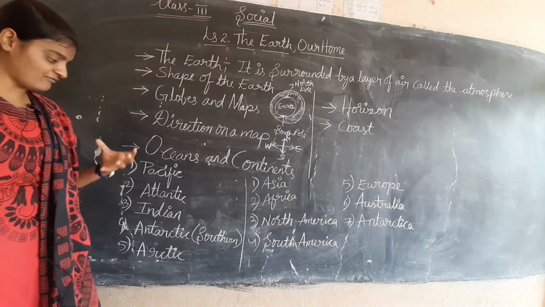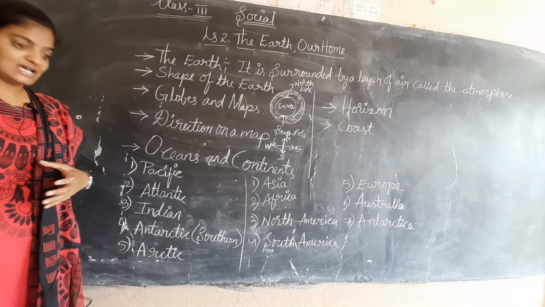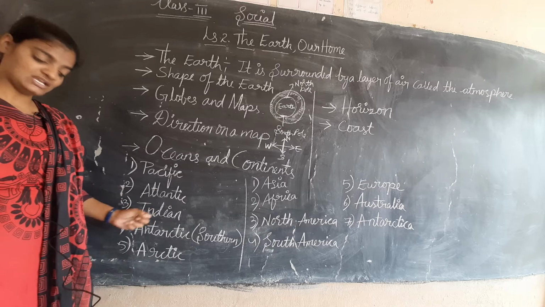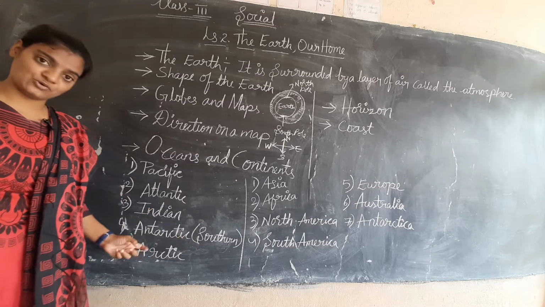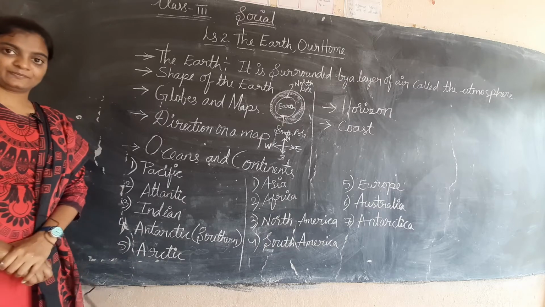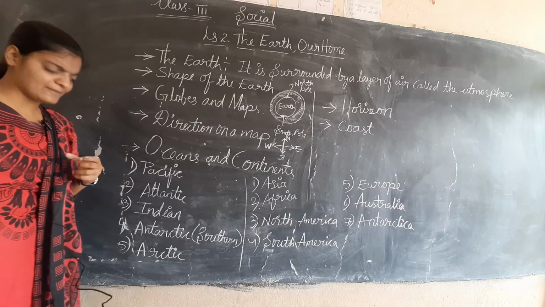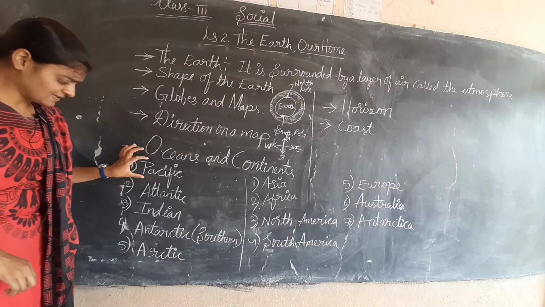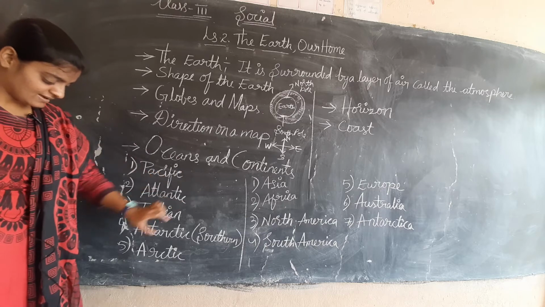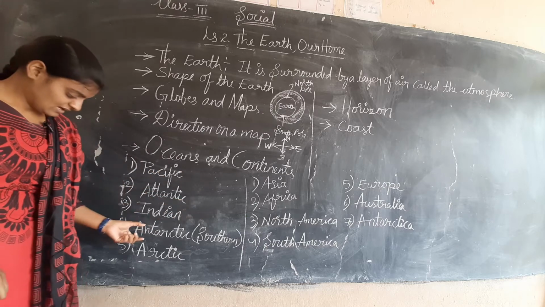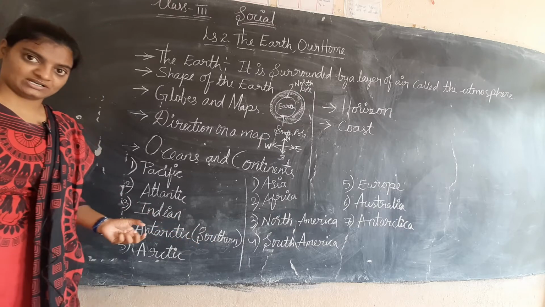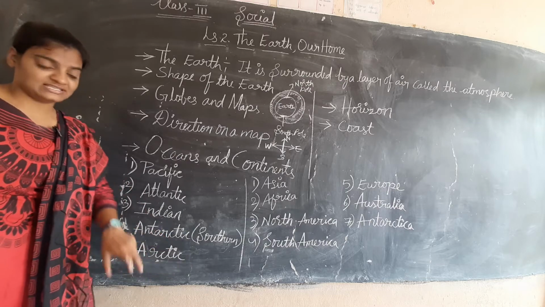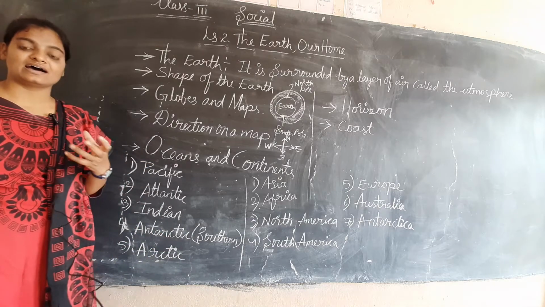On the earth we have 5 main oceans, that is Pacific Ocean, Atlantic Ocean, Indian Ocean, Antarctic or Southern Ocean, and Arctic Ocean. The Antarctic Ocean is also called the Southern Ocean. These are the 5 main oceans on the earth.